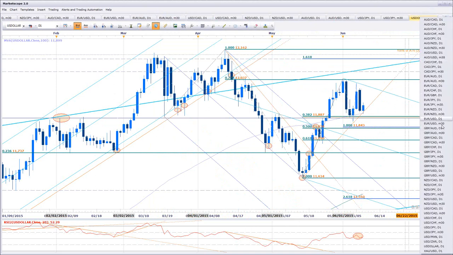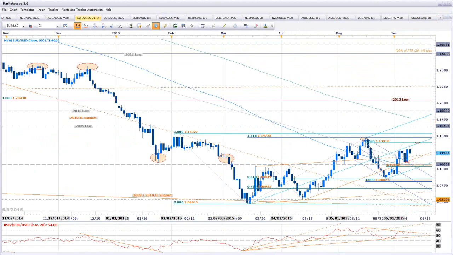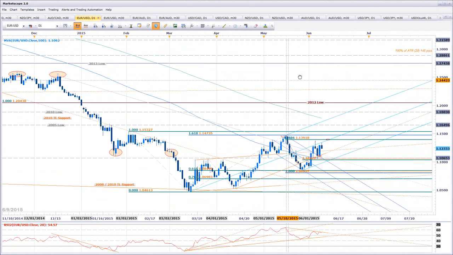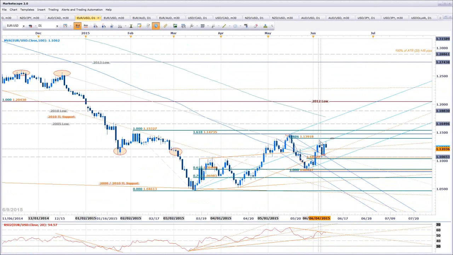Here's what the Euro looks like on the daily. Okay, so we're holding very nicely within this median line formation. It's been a very clean start of the month. You got that one run through here on the 4th, but again, we closed much lower on the session.